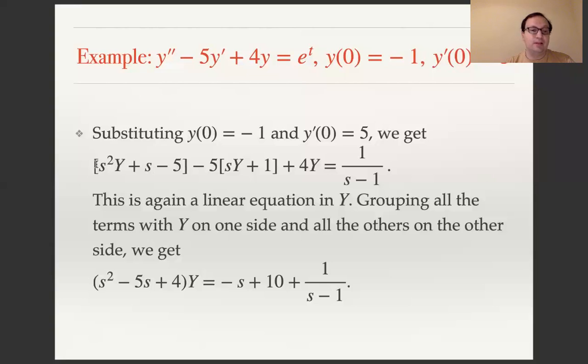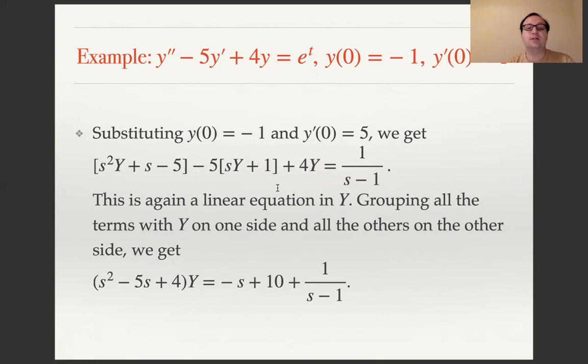And we get s squared capital Y plus s minus 5. So it's plus s because it was minus y of 0 times s, and because y of 0 is minus 1, this gives plus s. So s squared capital Y plus s minus 5, then minus 5 times s capital Y plus 1. Again, for the same reason, it's minus minus 1, so it's plus 1. And then plus 4 capital Y is 1 over s minus 1.